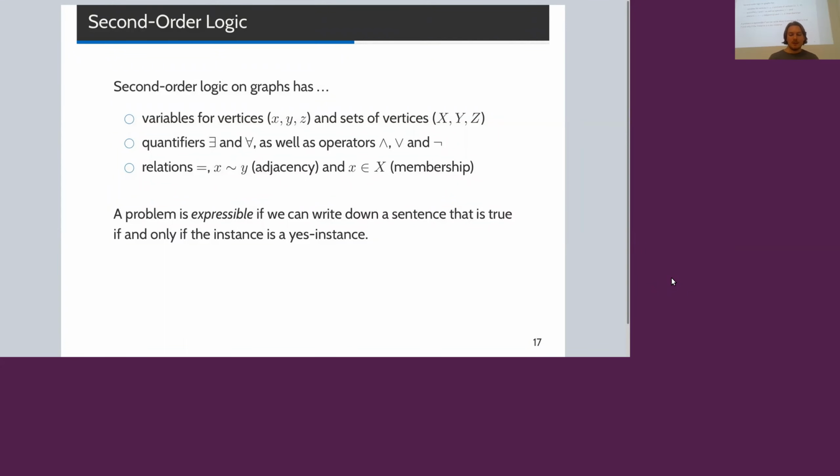And the idea is that we say the problem is expressible in a logic if we can write down a sentence in this logic that is true if and only if an instance is a yes instance. So you give an instance, and you just look at the sentence. If it's true, it's a yes instance. If it's false, it's a no instance. This is our notion of expressing problems in logic. And then if we have such a sentence, we can simply evaluate the sentence, and this then gives us the answer to our problem.